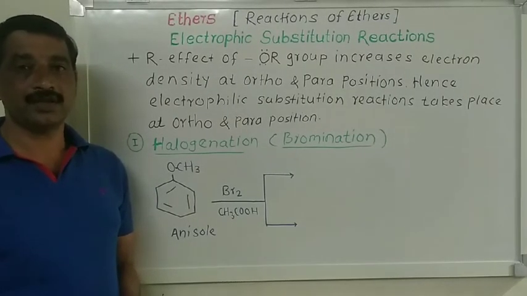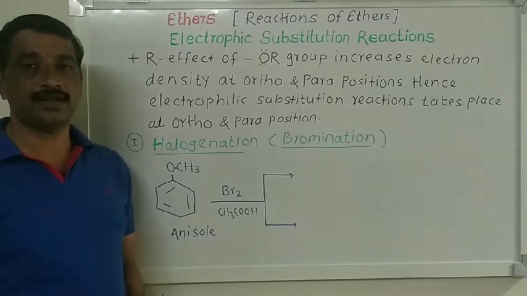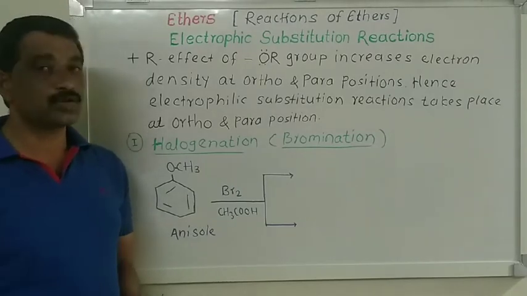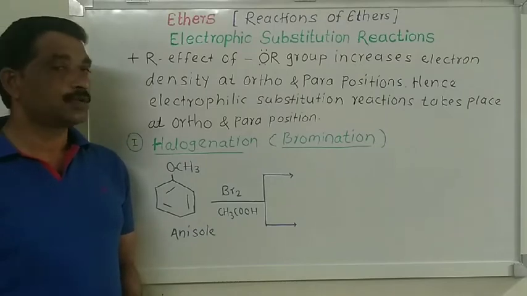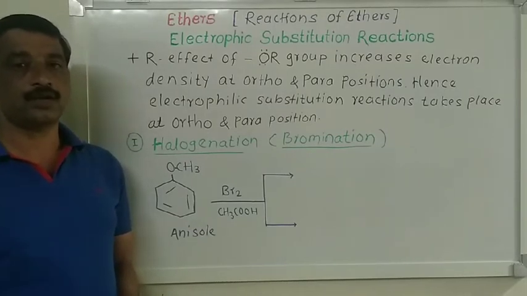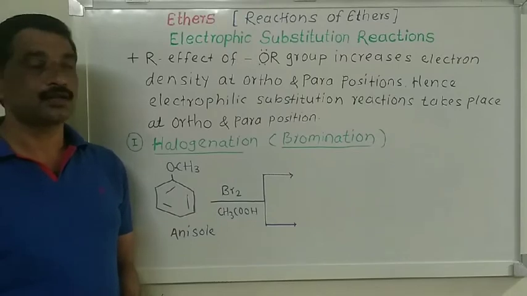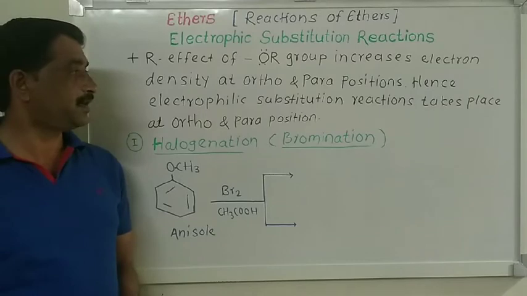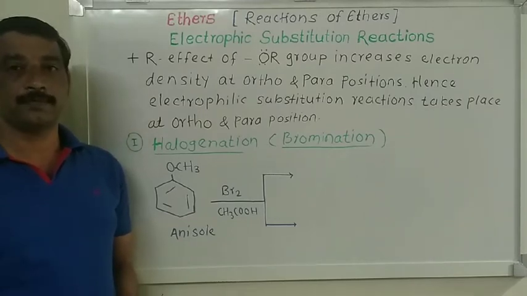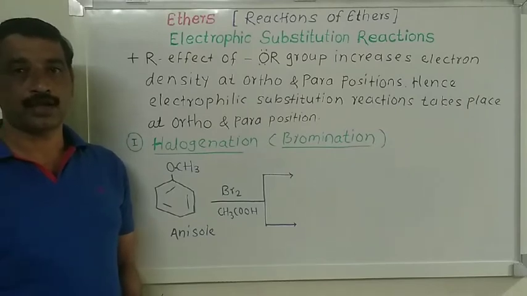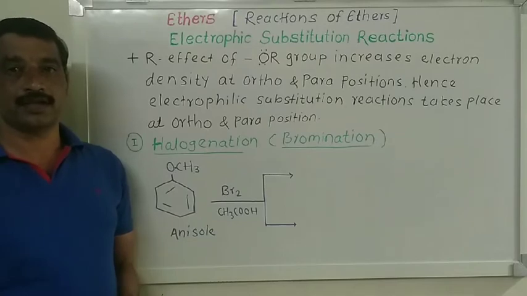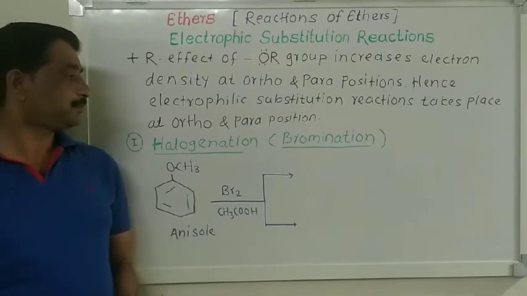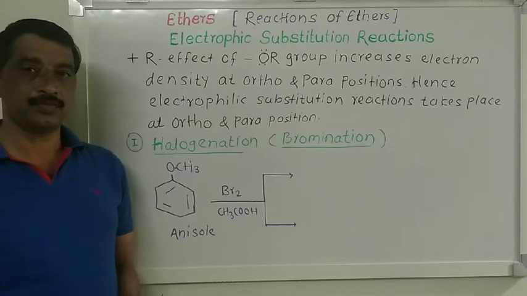Due to the +R effect of the alkoxy group in aryl ethers, the electron density is displaced to the ortho and para positions. Due to the high electron density at the ortho and para positions, electrophilic substitution reactions generally take place at ortho and para positions.